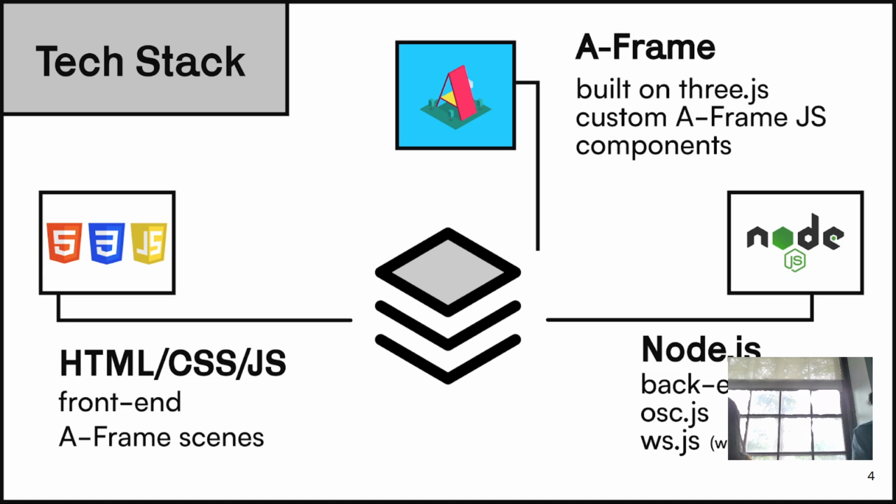Yeah, so just to give a brief overview of our tech stack. For the front end, we're using HTML, CSS, and vanilla JavaScript. And for A-Frame, this is also what we use to build out the scenes or the different web VR environments that users can see. A-Frame is built on the three.js library, and we have created a set of custom JavaScript components that allow you to have more affordances and features in A-Frame. And for our backend, we're using Node, and we're also using the OSC and WS libraries for server sockets.